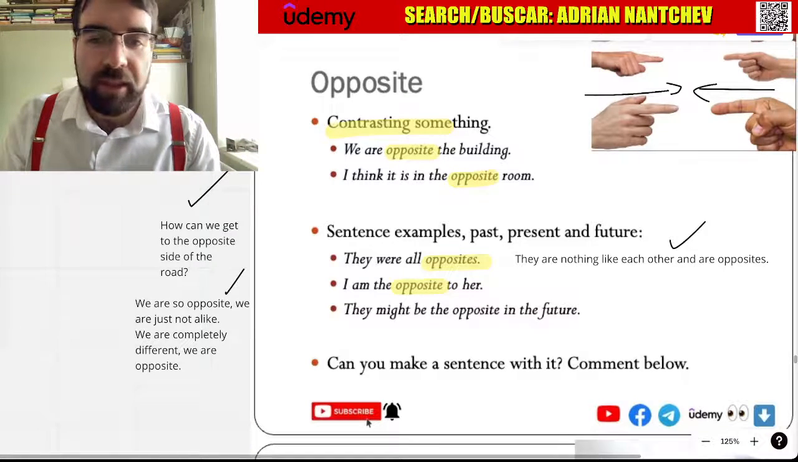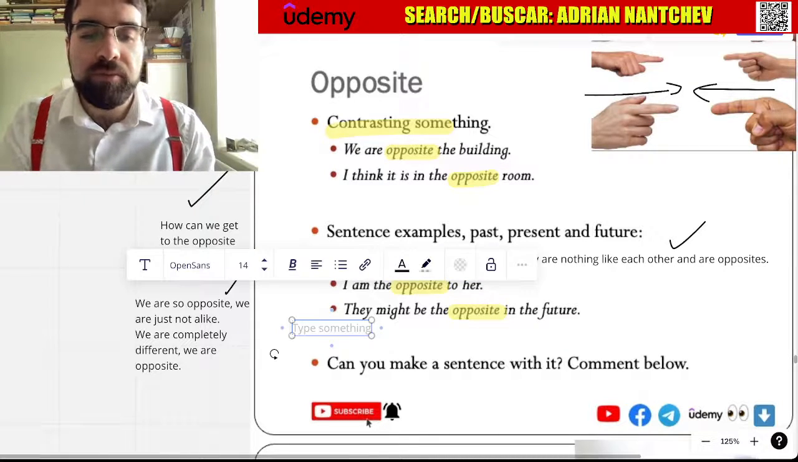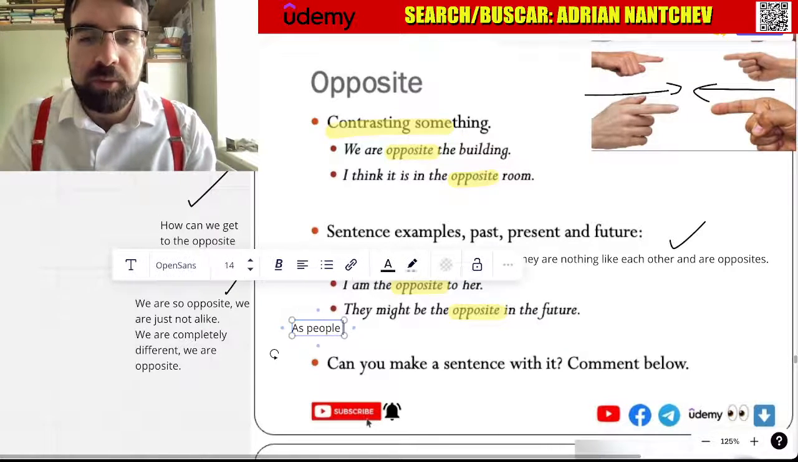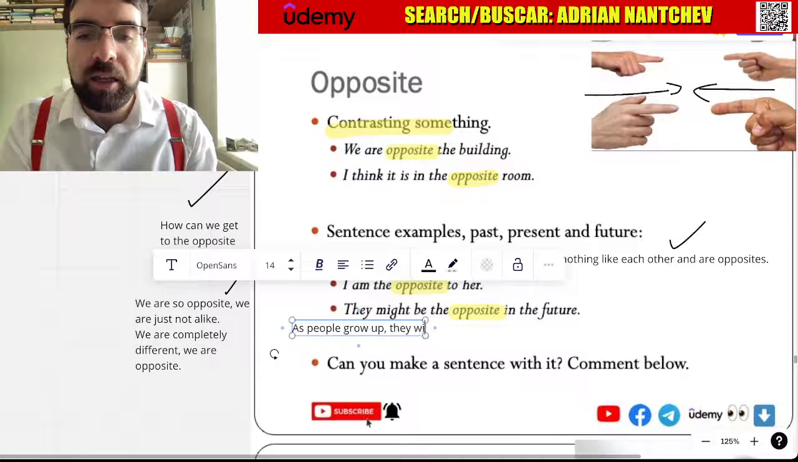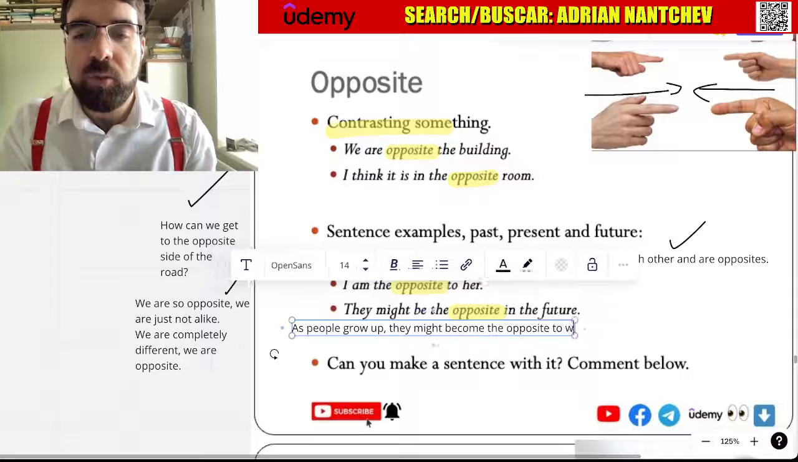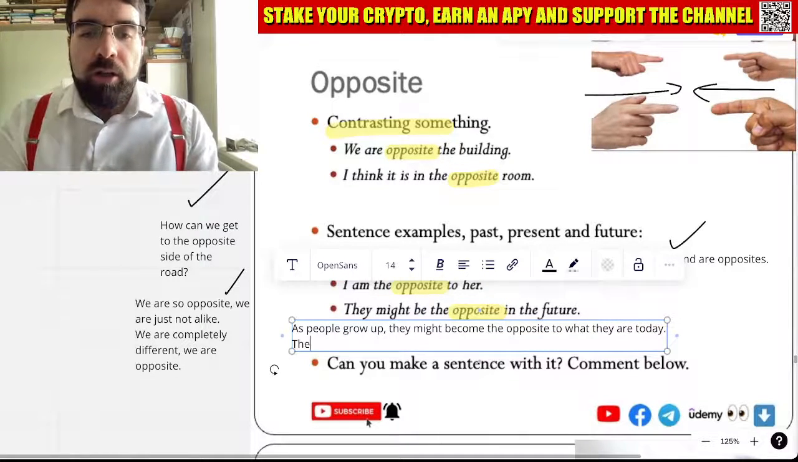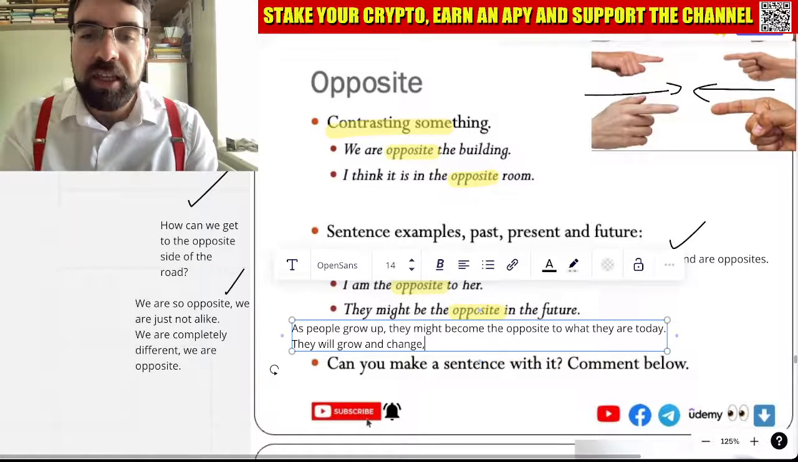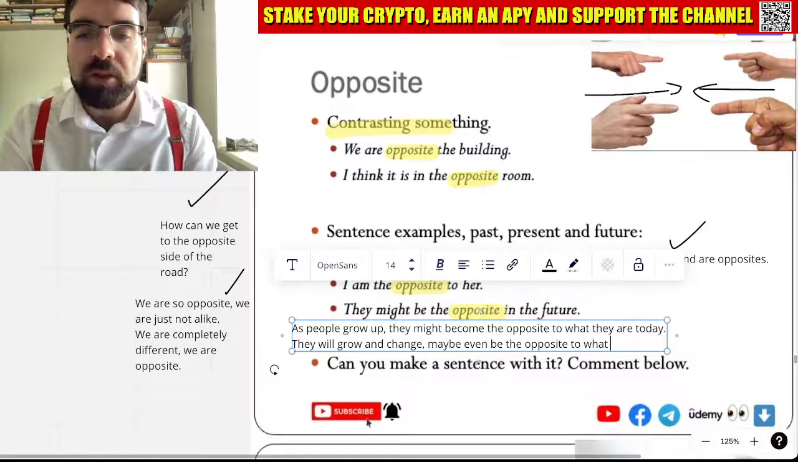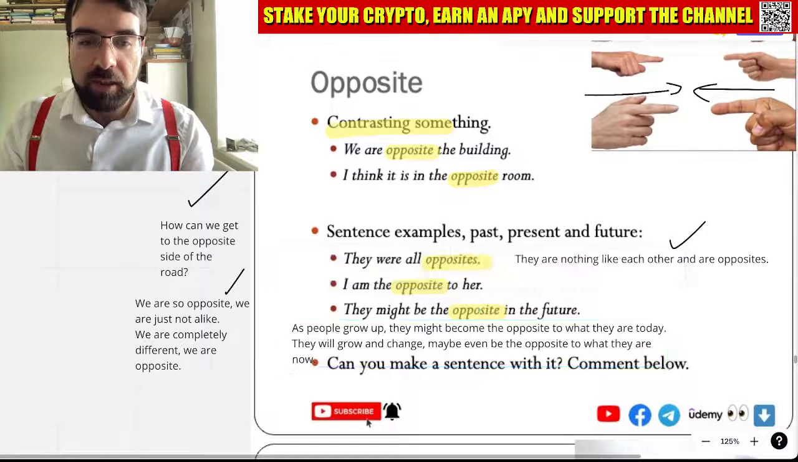They might be the opposite in the future. So as people grow up, they might become the opposite to what they are today. They will grow and change. Maybe even be the opposite to what they are now. Yeah. How cool is that, language explorers?